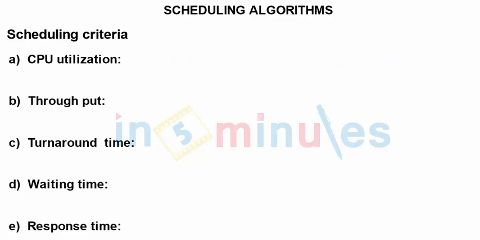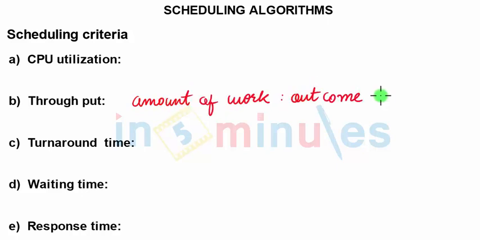The second criteria is throughput. Throughput can be understood as the amount of work, or you can say outcome. We should maximize this in terms of output. Why? Because most of the algorithms should increase CPU utilization, and if it tends to increase CPU utilization, the next thing we need is maximized throughput. Why should this maximized throughput be paid attention to? Because this is the only way we can judge the amount of work done by our scheduling algorithm. So we should maximize the throughput.